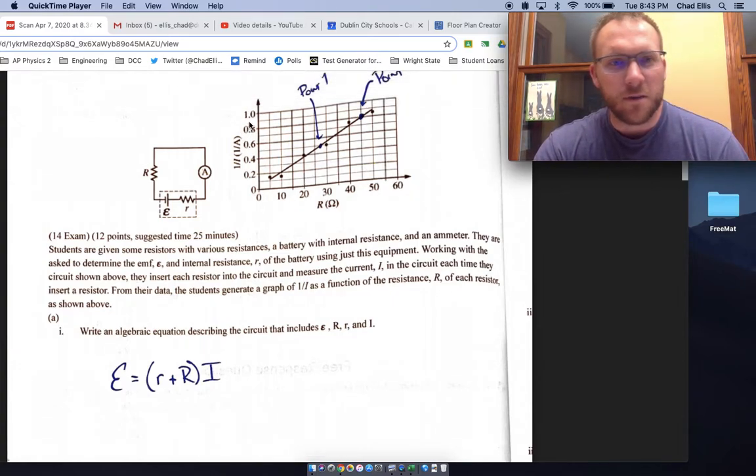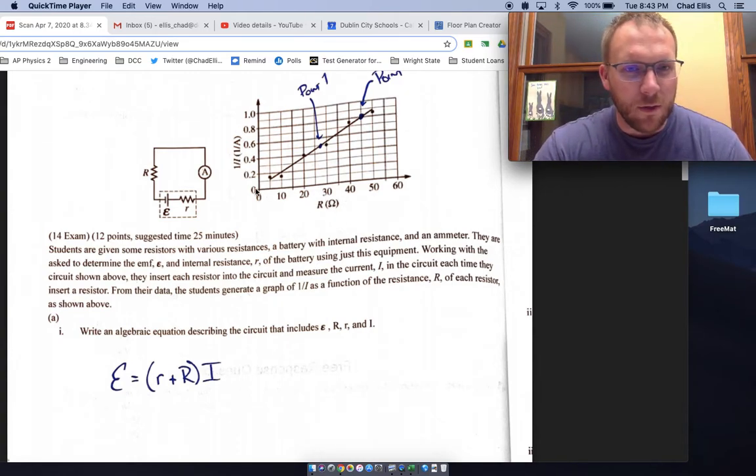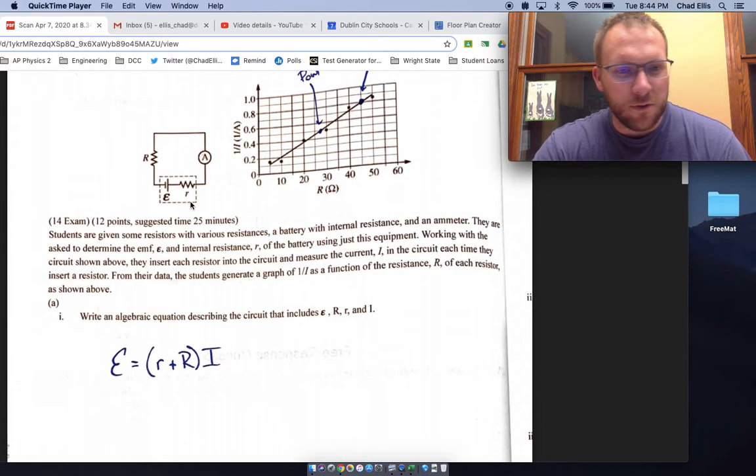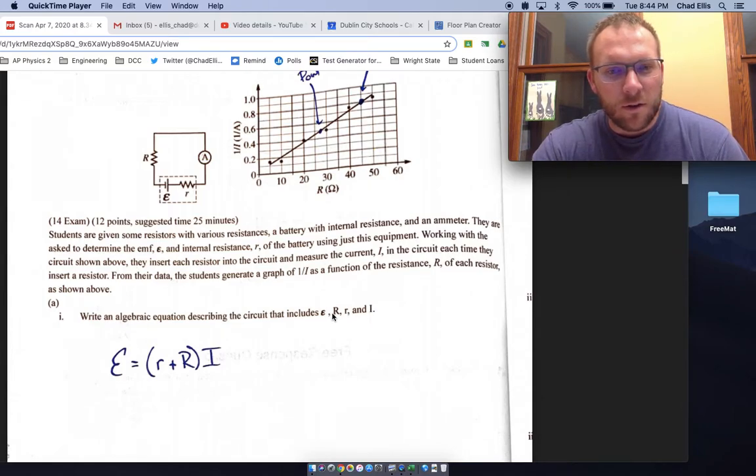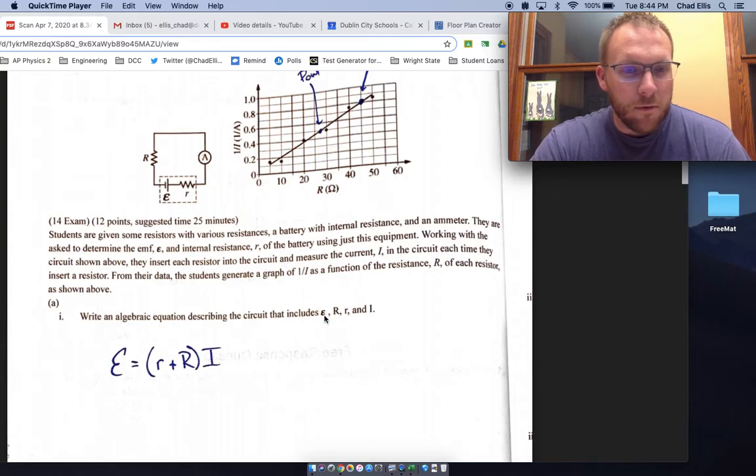It's not a very typical graph that we're going to get in terms of circuits, which is the inverse of current and resistance, and looking at that relationship there. So obviously we have a battery with internal resistance, and the main thing they want us to do for the first part is just write an equation that relates all those different values: resistance of the resistor, internal resistance, current, and electromotive force, right? Or essentially the voltage of the battery.